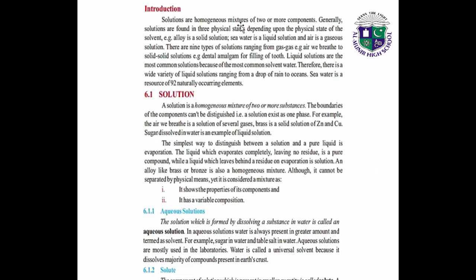Solutions are homogeneous mixtures of two or more components. This is the definition of solutions. Generally, solutions are found in three physical states depending upon the physical state of the solvent. For example, alloy is a solid solution, seawater is a liquid solution, and air is a gaseous solution.